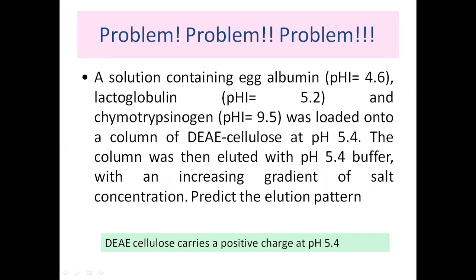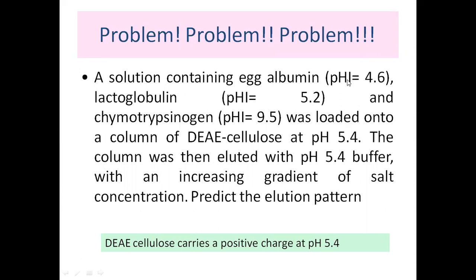Is that right? Can you all listen? Can you all understand what I'm saying? No, sir, I did not understand. But I'll again tell you. See, the PI of the protein is 4.6. This value is less than the buffer pH. Buffer pH is higher than the isoelectric point of the protein.